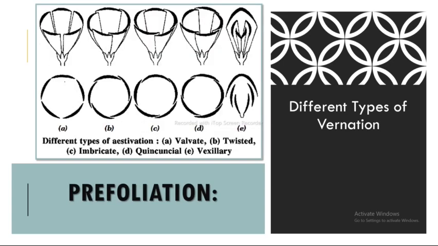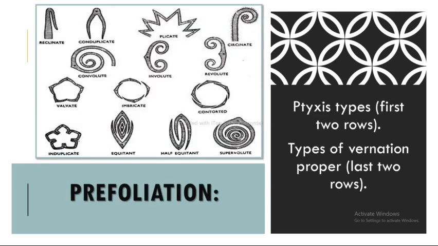So again, these are the different types of the vernation or different types of estivation. First is the valvate, second is twisted, third is imbricate, fourth is quincuncial, and the fifth is vexillary, as shown in the figure. So again, these are the ptyxis types. The first two rows are the ptyxis types and the last two rows are the types of vernation proper.